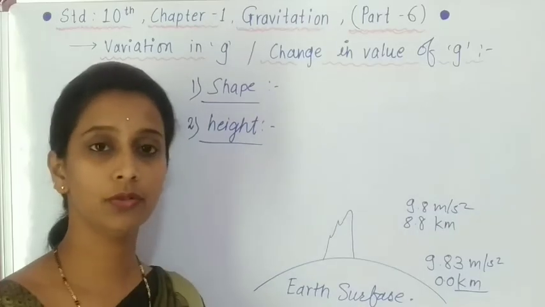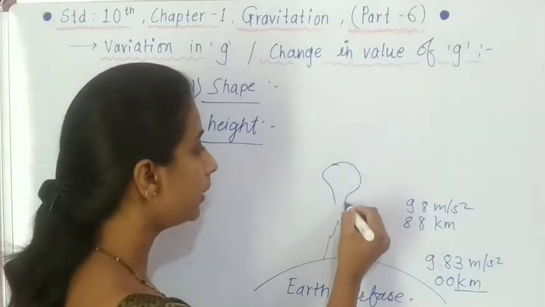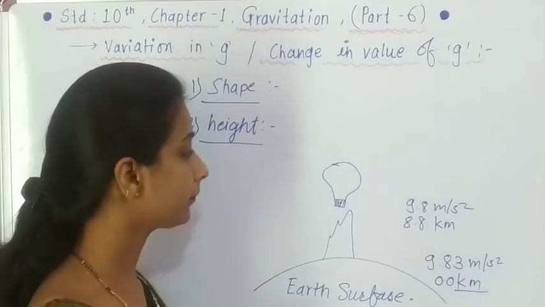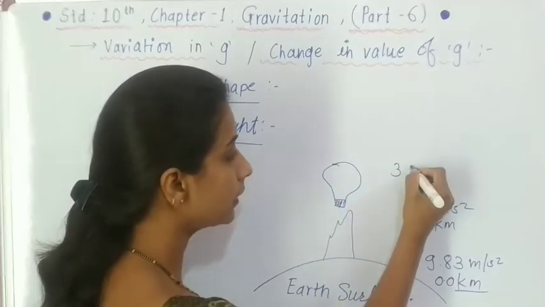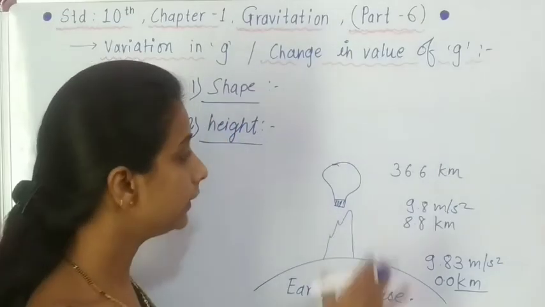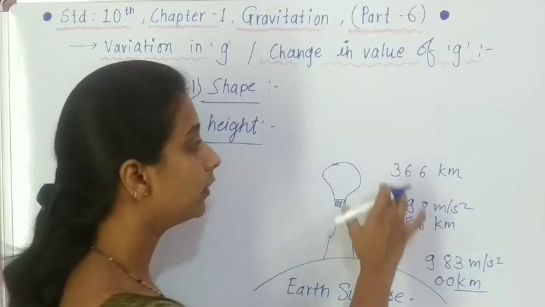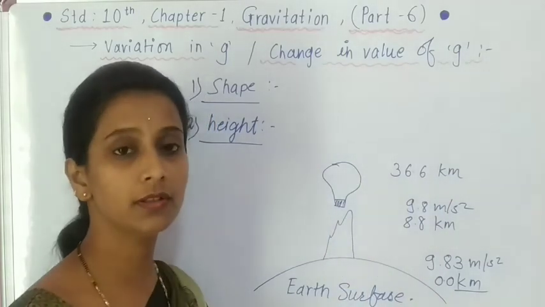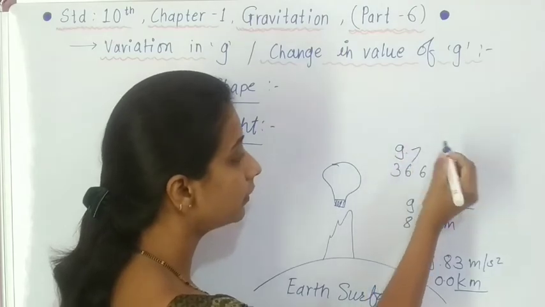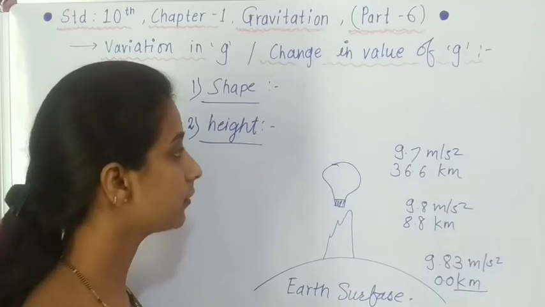Suppose we are going to some more height, and we are at the man-made balloon or hot air balloon, which has reached up to a height of 36.6 kilometers. Okay, and at this height where the man-made balloon has reached, that is 36.6 kilometers, the value of g will be 9.7 meter per second square. It also does not change much.